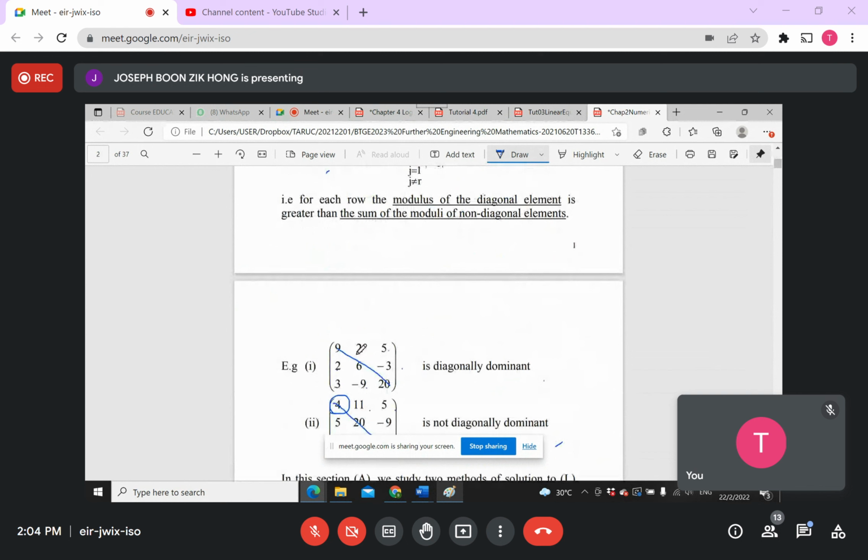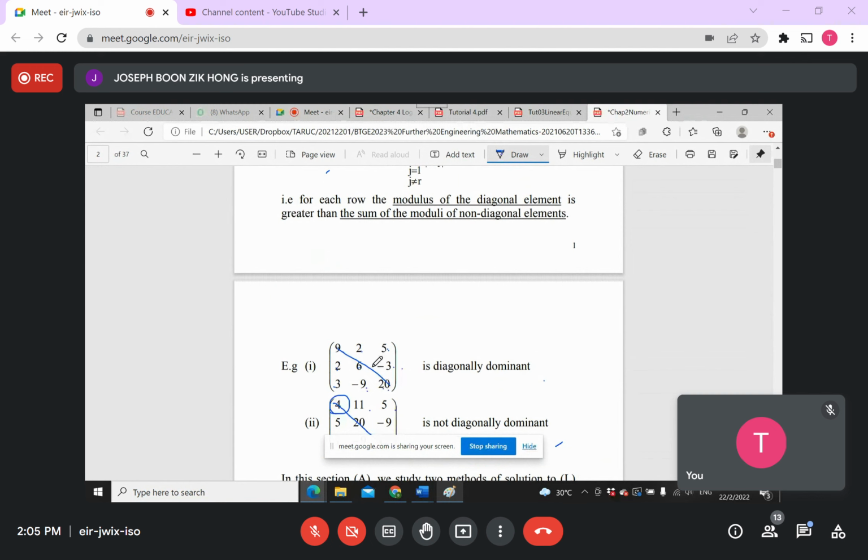Diagonal dominant means something like this. Your 9 is greater than 2 plus 5. Your 6 is greater than 2 plus 3. Don't care about the negative. 20 is greater than 3 plus 9. So your diagonal is the greatest number among each row. So this one is called diagonal dominant.